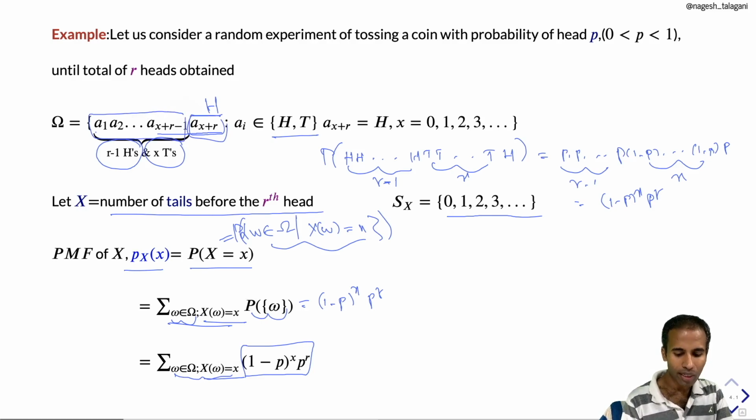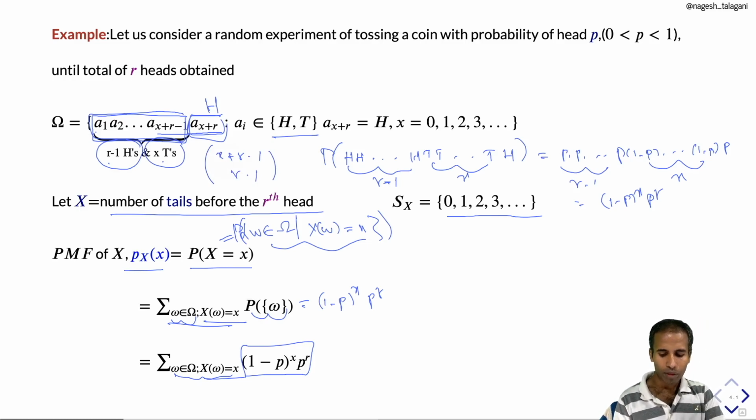Now here this can vary, right? There must be exactly R minus 1 heads and X tails. Think of a head as a 1 and a tail as a 0. Then this looks like a binary string of length X plus R minus 1 with R minus 1 ones. So we know there will be (X plus R minus 1) choose (R minus 1) such binary strings. That's why here we are adding the same term (1 minus P) to the power of X times P to the power of R how many times? (X plus R minus 1) choose (R minus 1) times.